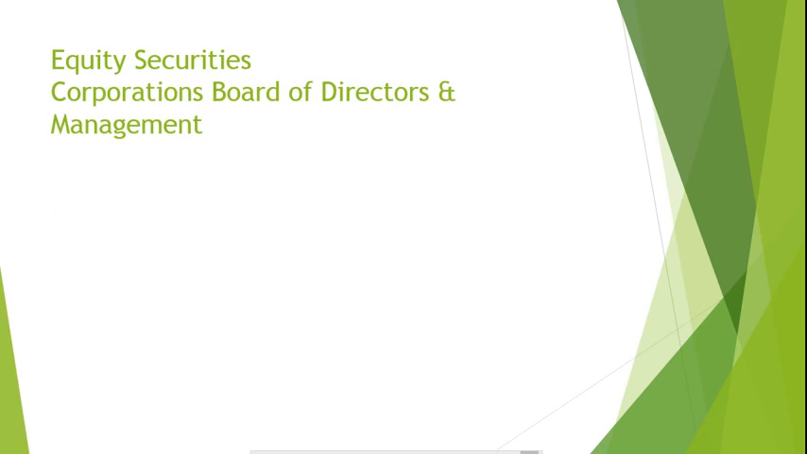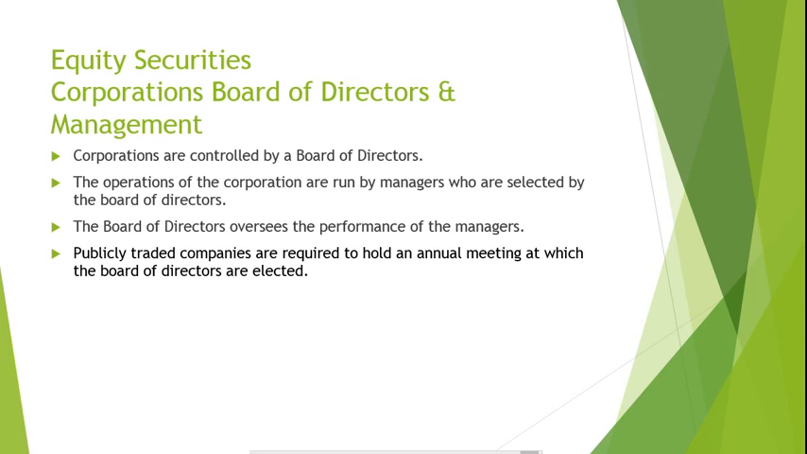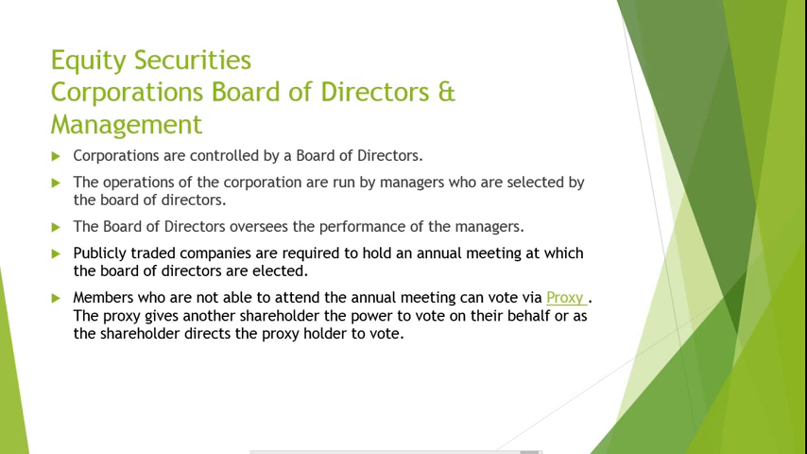Corporations are controlled by a board of directors. The operations of the corporation are run by managers who are selected by the board of directors. The board of directors oversees the performance and actions of the managers to ensure they are acting in the best interests of the shareholders. Publicly traded companies are required to hold an annual meeting at which the board of directors are elected. Members who are not able to attend the annual meeting can vote via proxy.